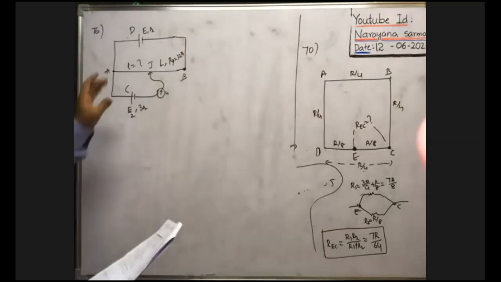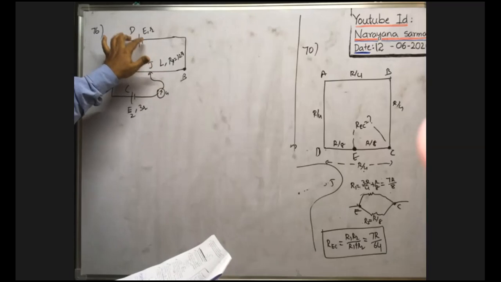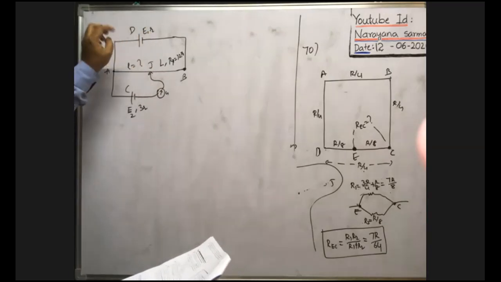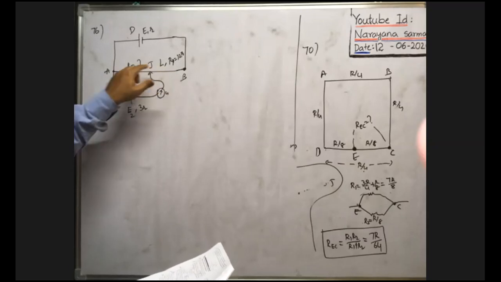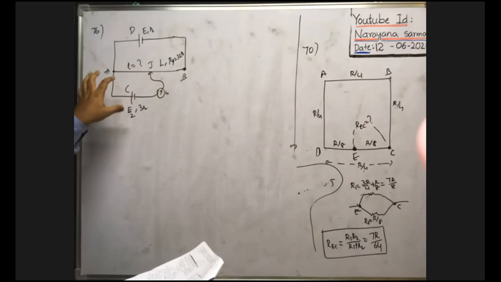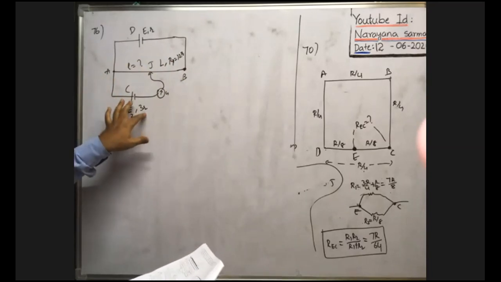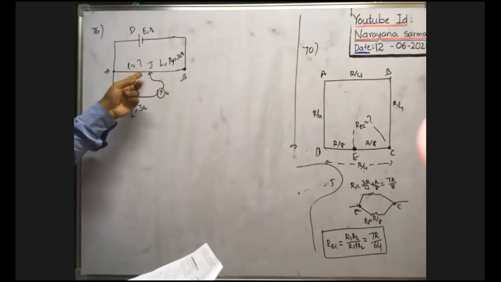You see, a cell is connected with the potentiometer wire. This cell has EMF E and small internal resistance r. The length of the potentiometer wire is capital L and the resistance of the potentiometer wire is 12R. Now in the secondary circuit, a cell of EMF E by 2 and internal resistance 3r is connected through a jockey. Then what is the balancing length small l?